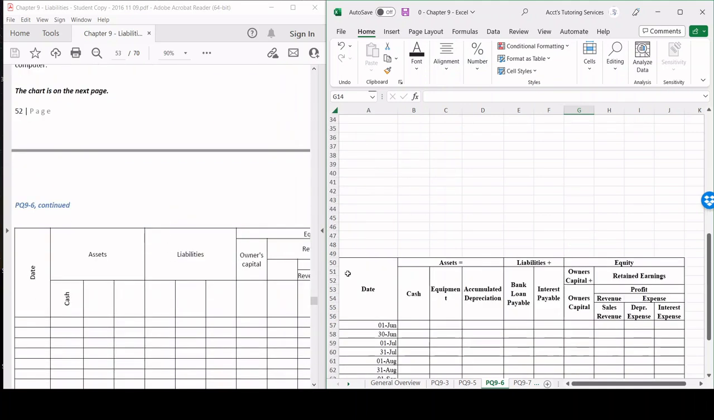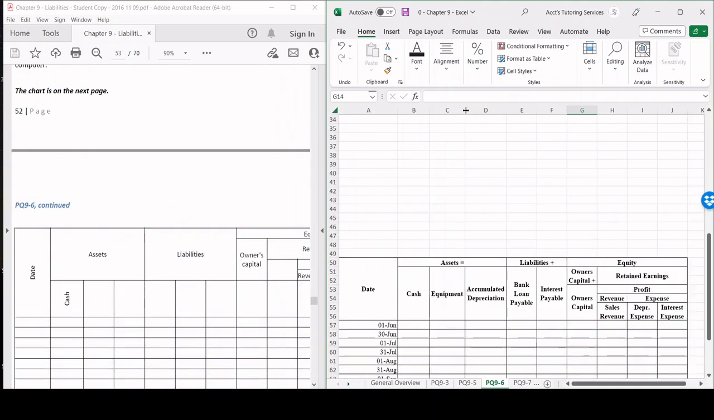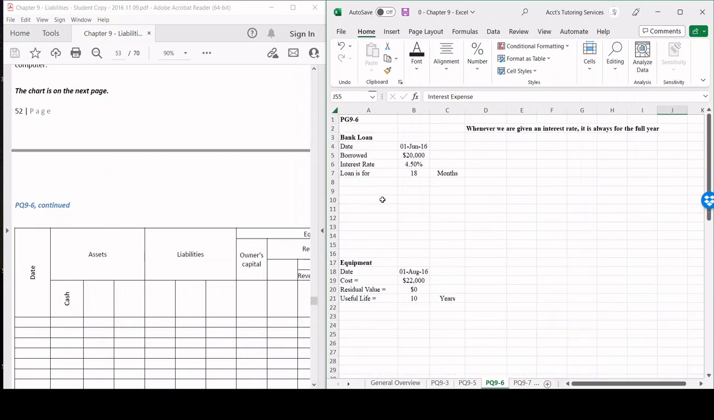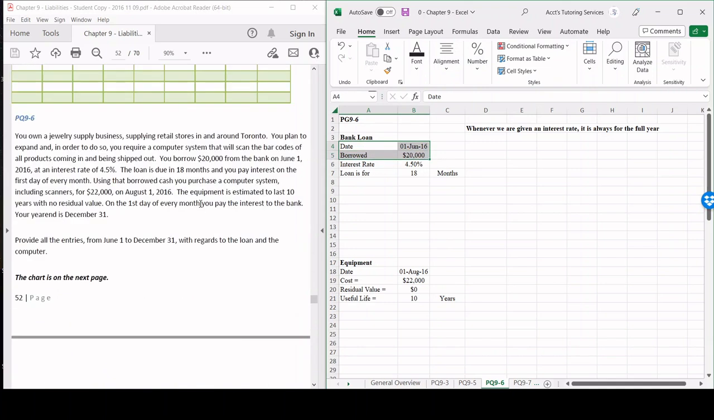So the chart is over here. We're going to do all the entries over here. So we have cash, equipment, accumulated depreciation, bank loan payable, interest payable, owner's capital, sales revenue, depreciation expense, and interest expense. So let's start off with the first transaction. June 1st is when we got the bank loan. So we got the bank loan for cash. That's the whole point of a bank loan, correct?